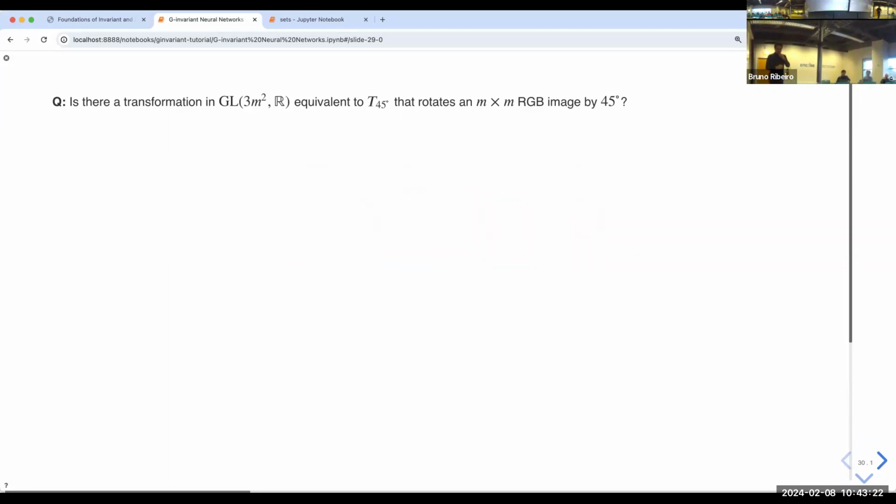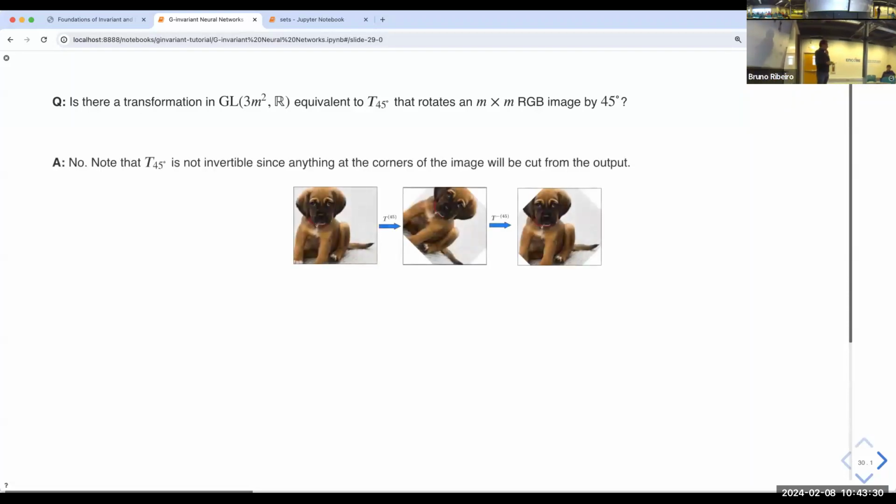That's right, exactly. So the question really is, what does it mean to rotate 45 degrees? I will show you an example. Let's get this cute dog and rotate the dog 45 degrees. Question: can I invert this? No. So it's not a group. It's not part of the group. You cannot form a group with this rotation.